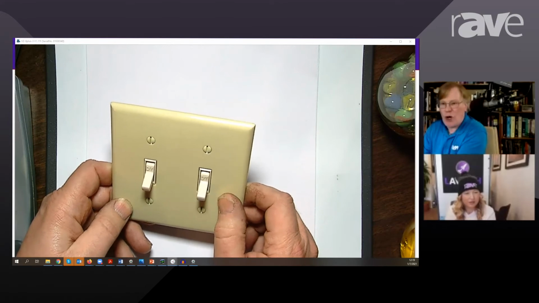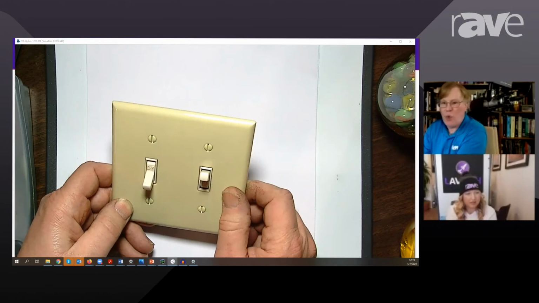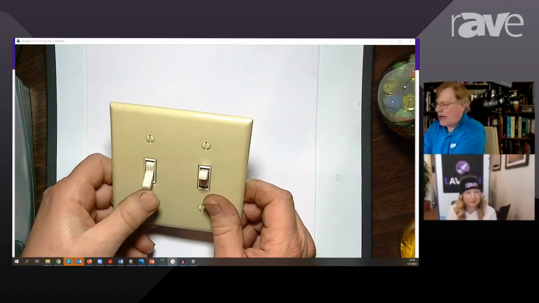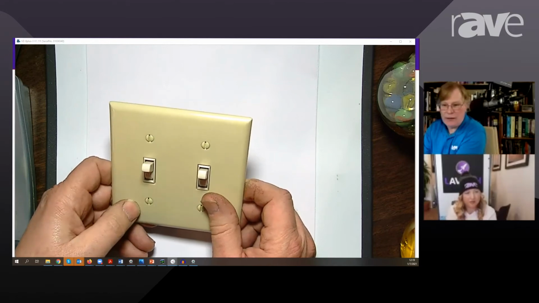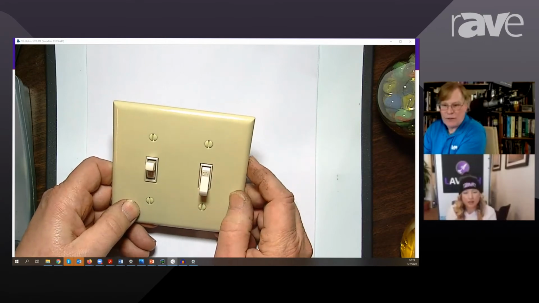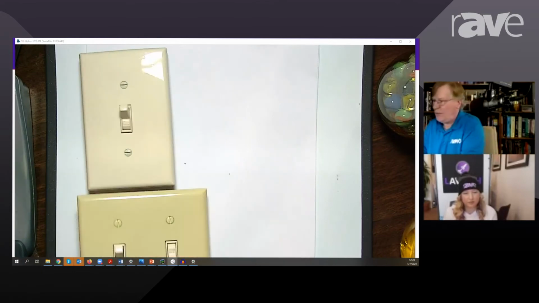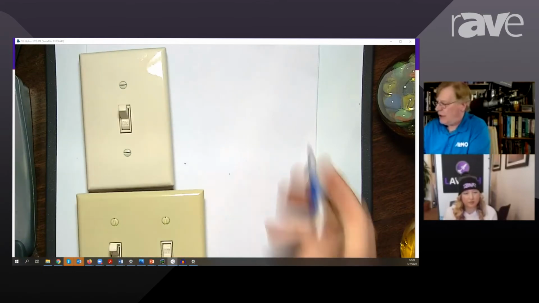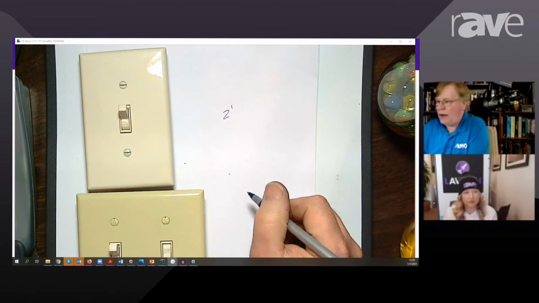I have off or 0. I can have 0 1. I can have 1 0, and I can have 1 1. So if I have 2 bits, I have 4 possible states. So with the single bit, I would say this is 2 to the 1.